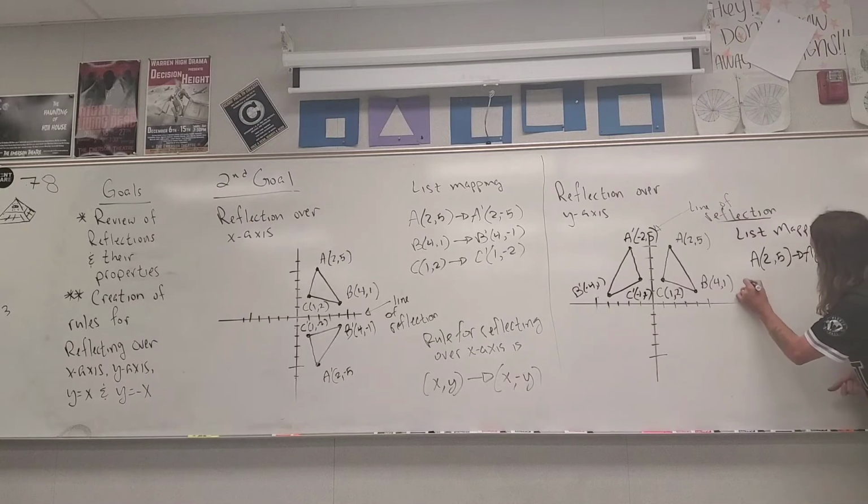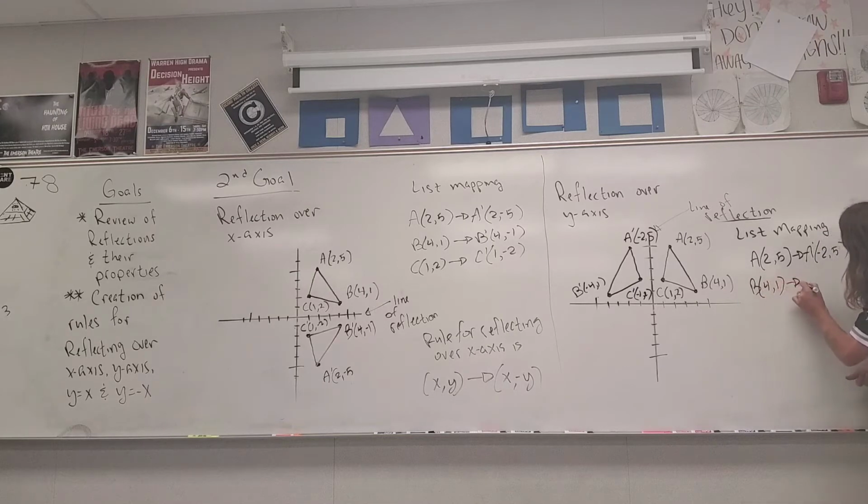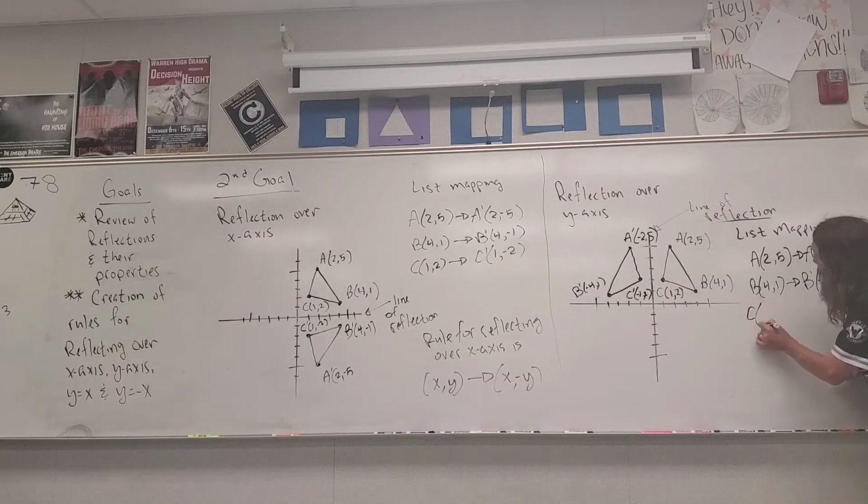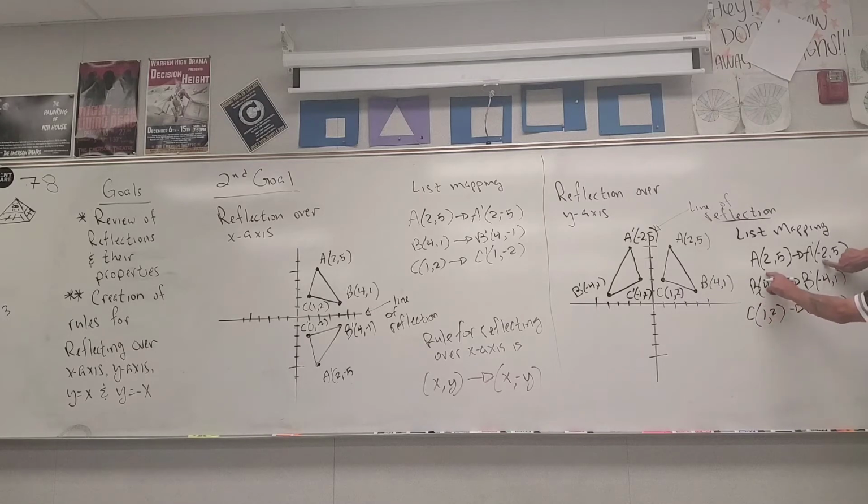And B, which is 4, 1, maps to B prime, which is -4, 1. And C, which is 1, 2, maps to C prime, which is -1, 2. So it looks like the rule for reflecting over the y-axis is, again, the numbers stay in the same position, but now we're changing the signs of the x.